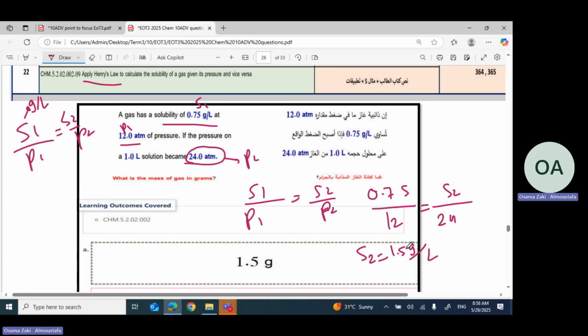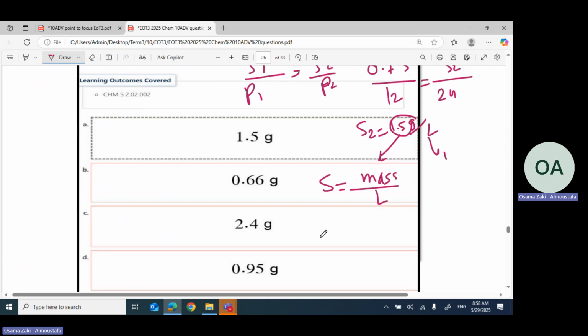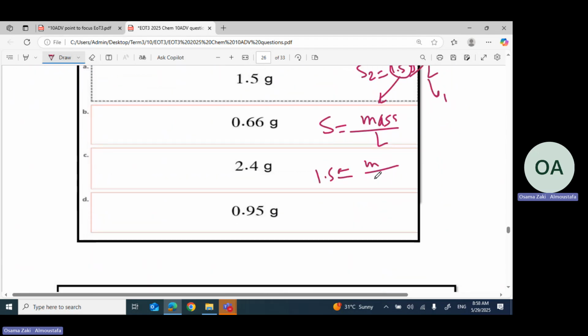Gram per liter. So how many liters do we have? We have 1. So if we have 1 liter, what will the mass be? Because they asked me to find the mass. The mass will be 1.5, because S is mass over liter. So S is 1.5 gram per liter, equals the mass, which we don't know, over the liter. The volume is 1 liter. So you can use the calculator to find the mass, which is 1.5 also.